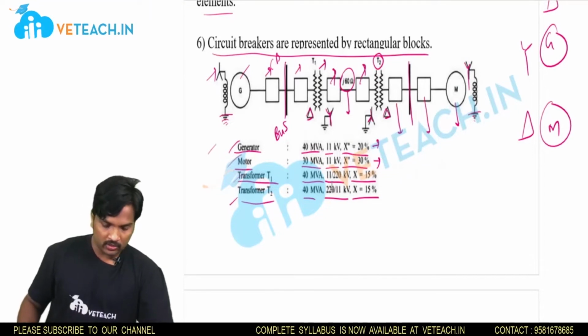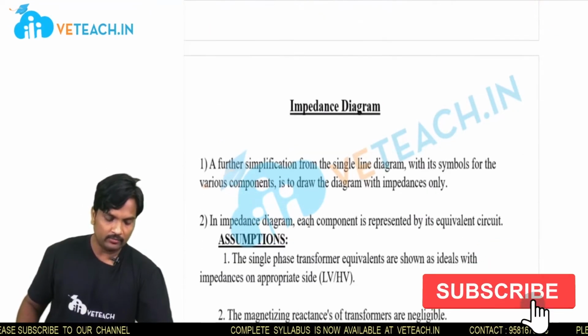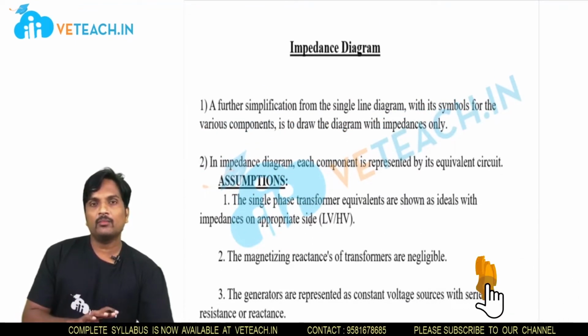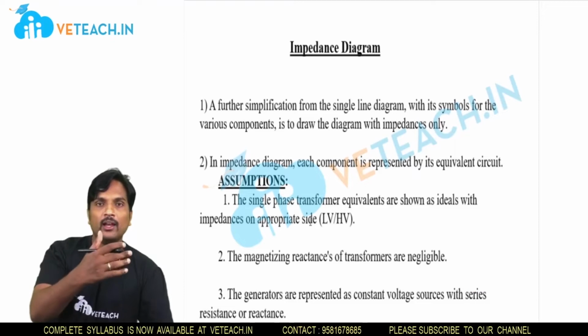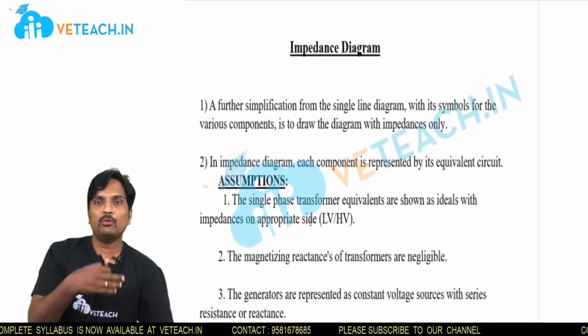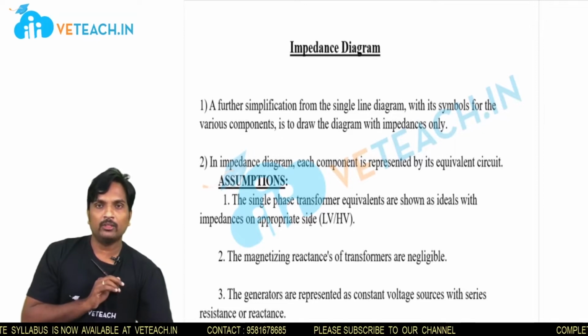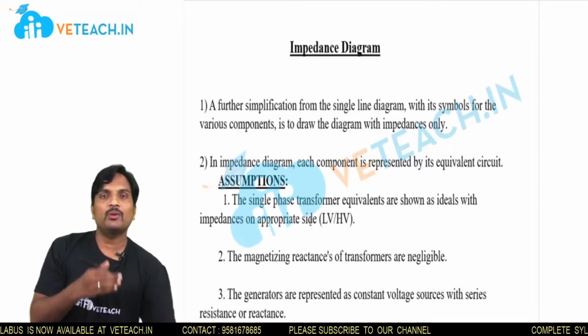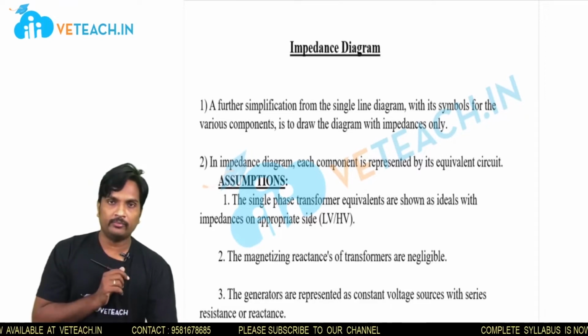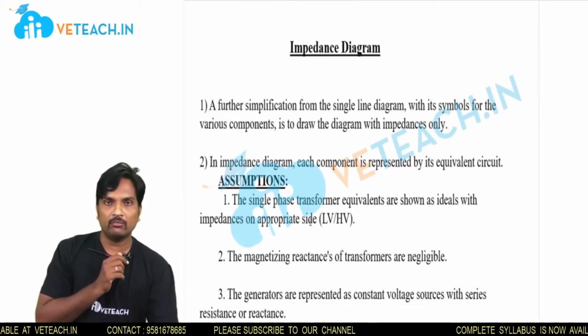Okay, next is the impedance diagram. So what is an impedance diagram? This impedance diagram is drawn from the single line diagram only. Without the single line diagram, we are unable to draw this impedance diagram. So how do we draw it from a single line diagram? Based on some assumptions. What are those assumptions? We will see that.